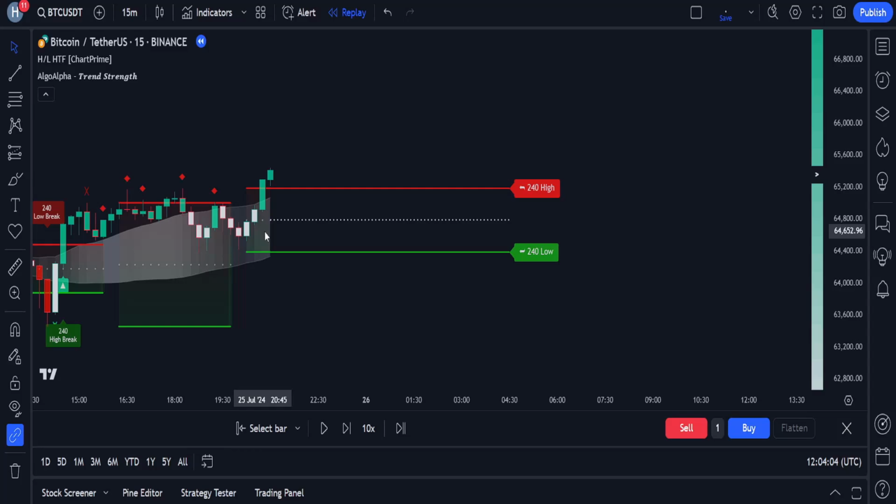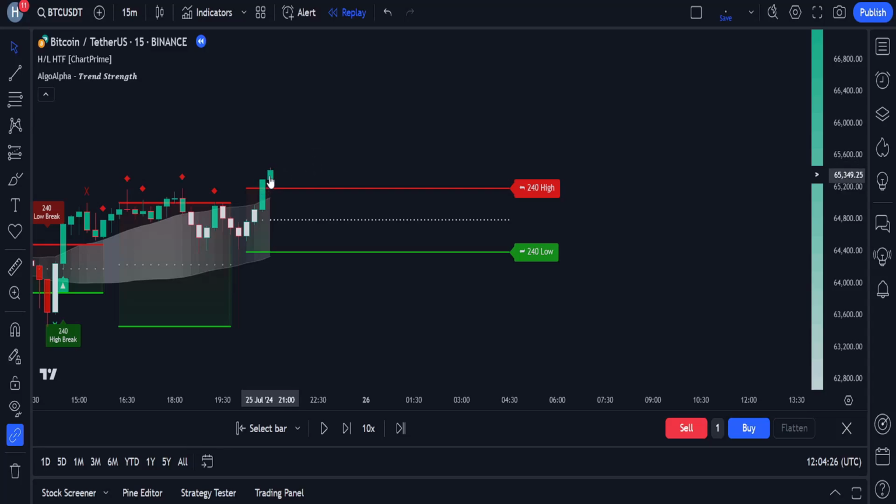Now the second condition is we want a higher time frame high level to be formed within this bullish trend. To confirm that, you're going to be looking for this red horizontal level to be plotted on your chart. And once we have this, the third condition is to wait for the price to break and close above this level, just like it happened here. This upward breakout increased the probability of the price going up.